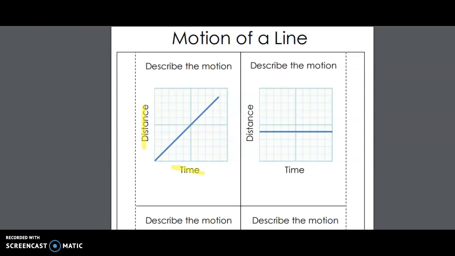Now, it's very helpful on these, at least for some of us, to put numbers in here instead of just looking at a blank graph. So I'm going to do that really quickly. 0, 1, 2, 3, 4, 5, 6, 7, 8, 9, and 10. Same thing going up. 1, 2, 3, 4, 5, 6, 7, 8, 9, and 10.